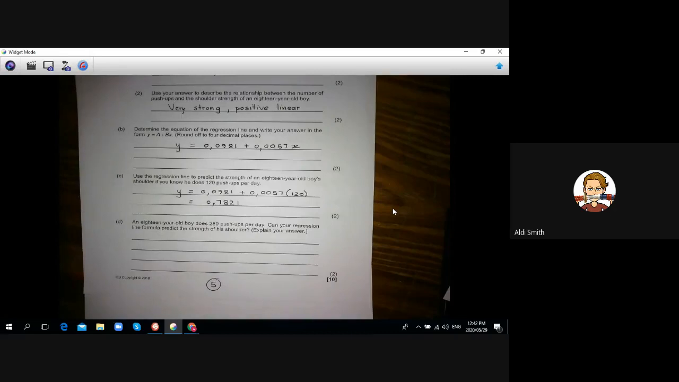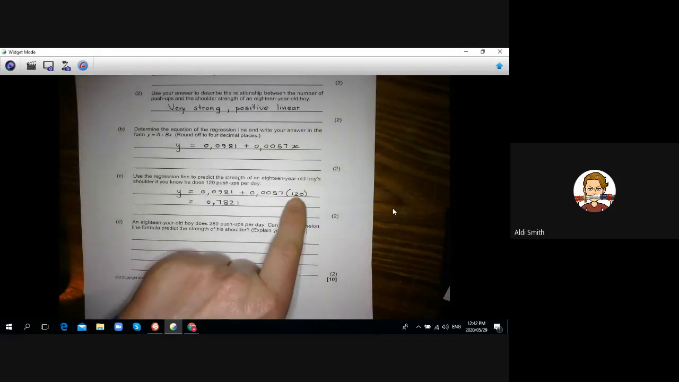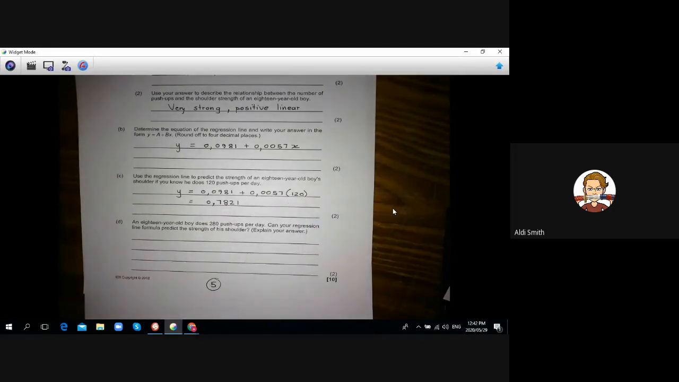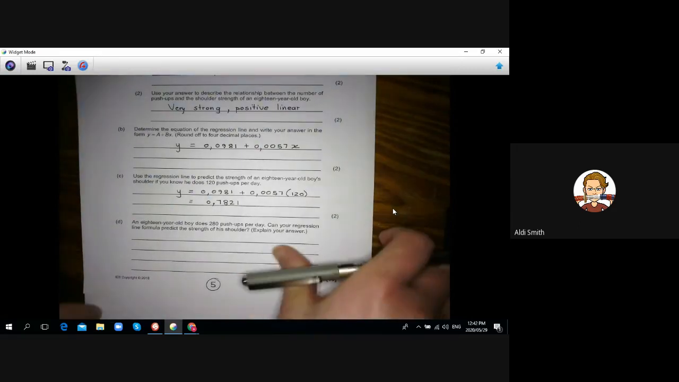Now, generally what you then want to do, after you've done a prediction, is comment on how accurate this prediction is. So you want to say, I now predict that a boy who can do 120 push-ups has a shoulder strength of 0.7821. But then people are going to say, oh, that's great, but please explain to me, is this an accurate prediction? Yes or no? And this is very important. You need to please be aware of this.